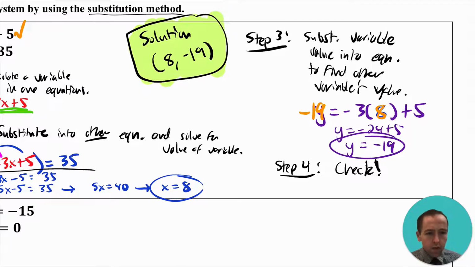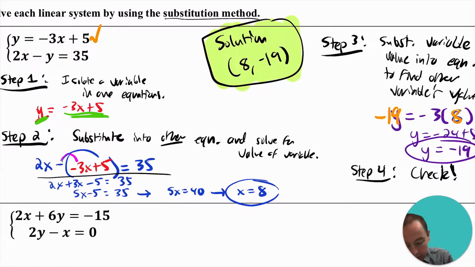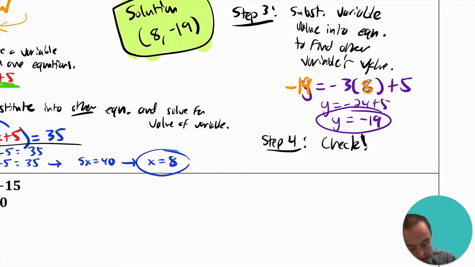So that's just kind of an automatic. But what we haven't checked is plugging in both x and y into the other one. So that's the only other thing we'll need to check. If I take 2x minus y, I want to check that it's going to equal 35.